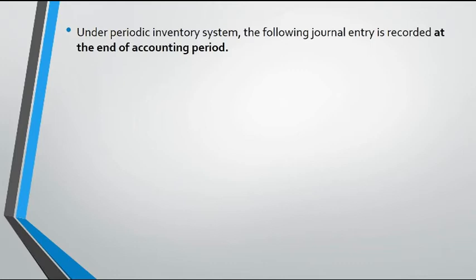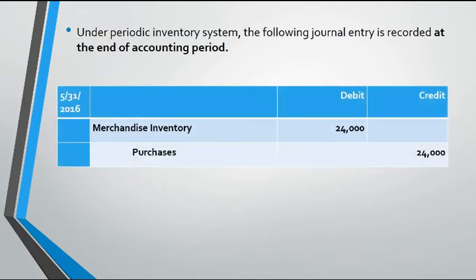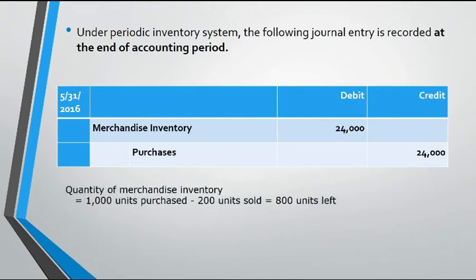So, once na natapos na si accounting period, ganito ang magiging tsura ng adjusting entries niya. Under periodic inventory system, the following journal entry is recorded at the end of the accounting period. So, you have 5/31/2016, you have the merchandise inventory, which is 24,000. Credit to purchases, 24,000. Sir, paano po nakuha yan?